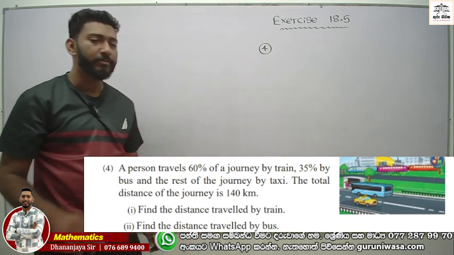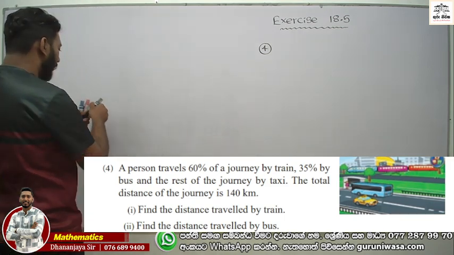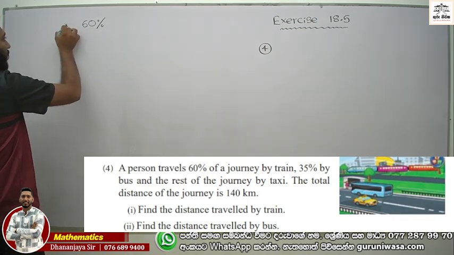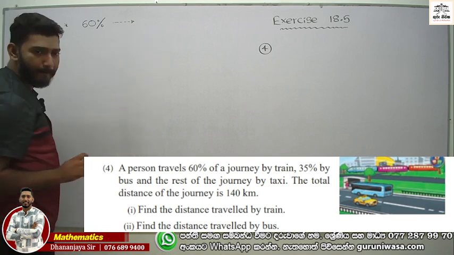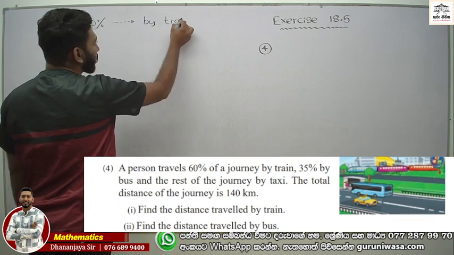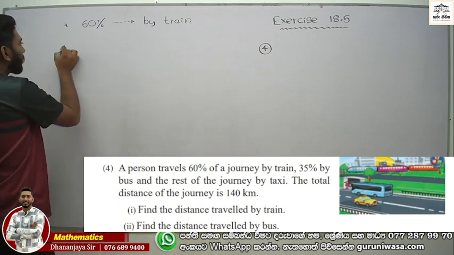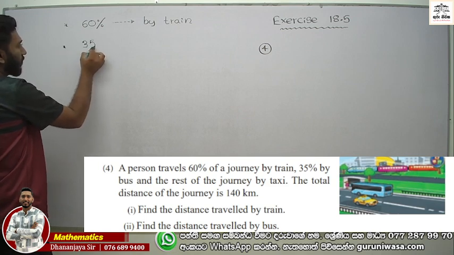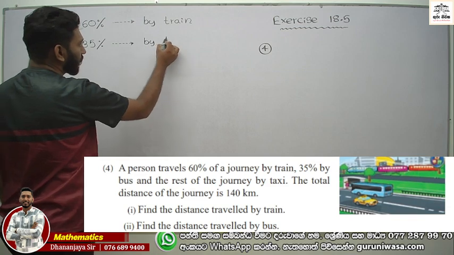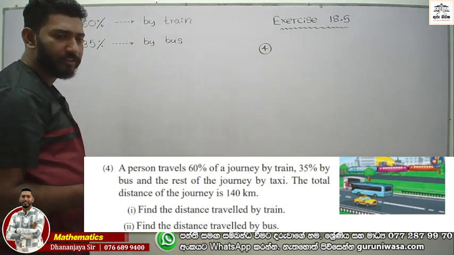A person travels 60% of the journey by train, as well as 35% by bus, and the rest of the journey by taxi.